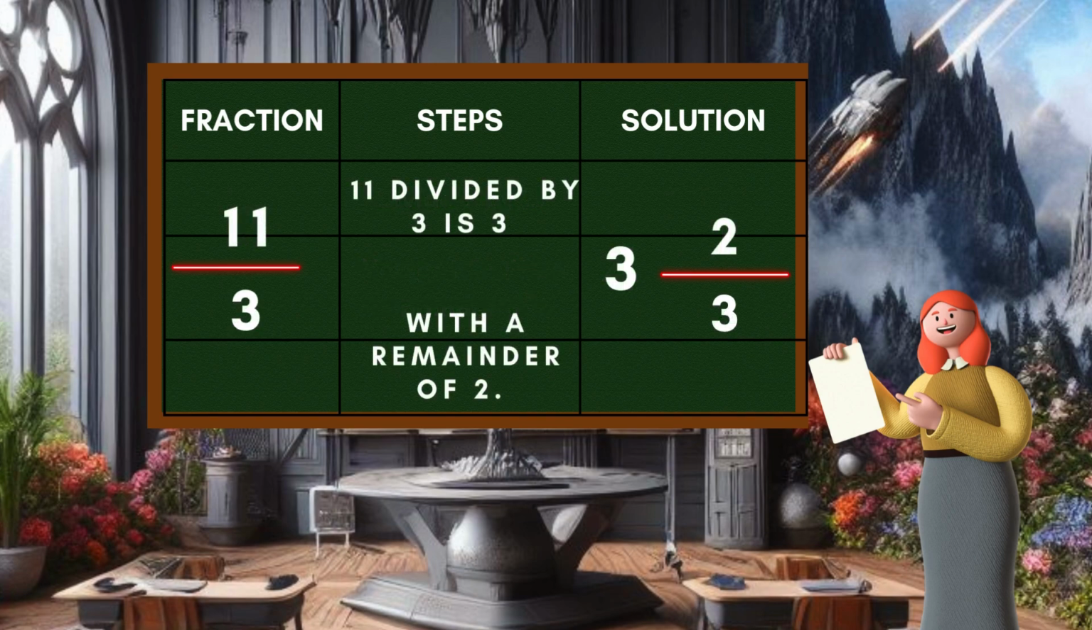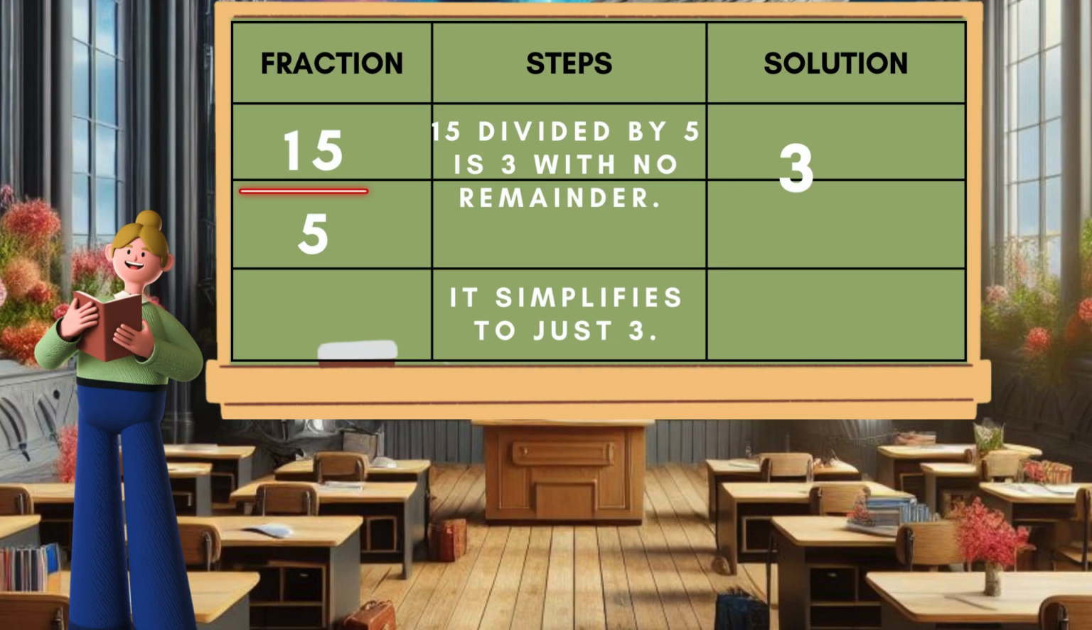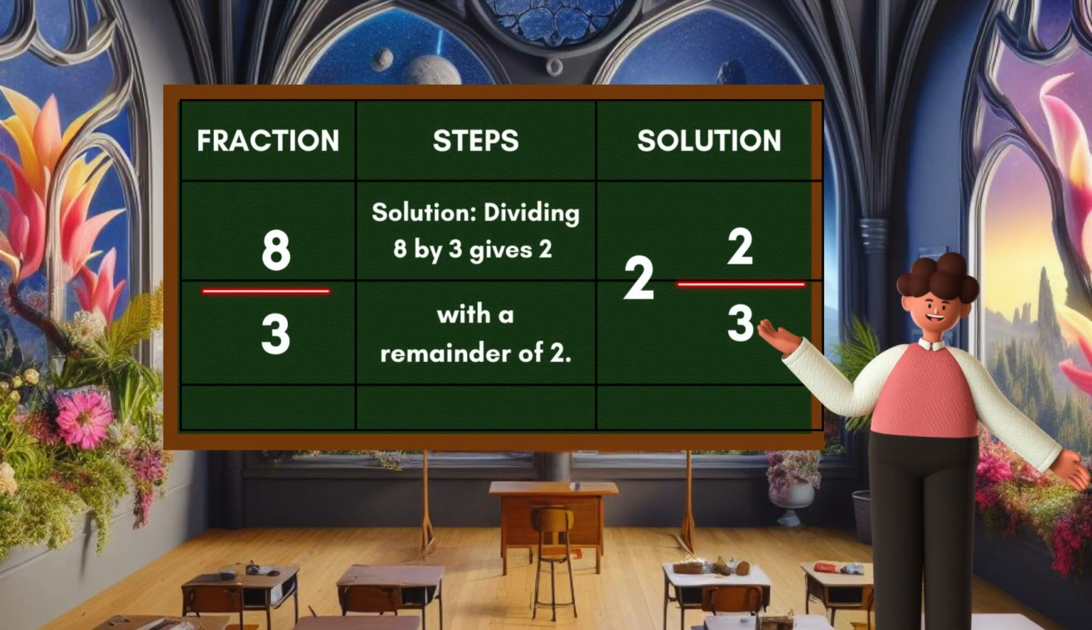Fraction 3, 11 over 3. The solution here is 11 divided by 3, which is 3 with a remainder of 2. This then converts to 3 2/3. Fraction 4, 15 over 5. The solution is to divide 15 by 5, which gives you 3 with no remainder. It simplifies to just 3. Fraction 5, 8 over 3. Dividing 8 by 3 gives 2, with a remainder of 2. So we end up with 2 2/3.